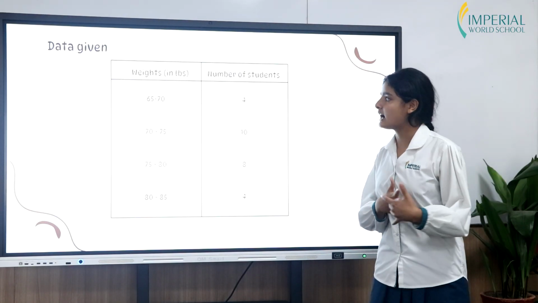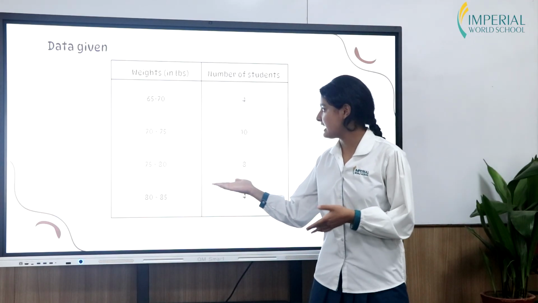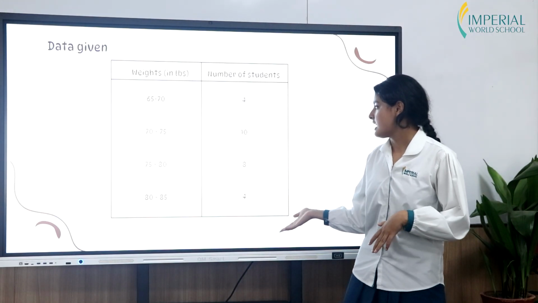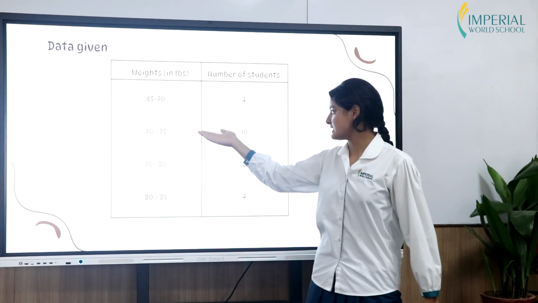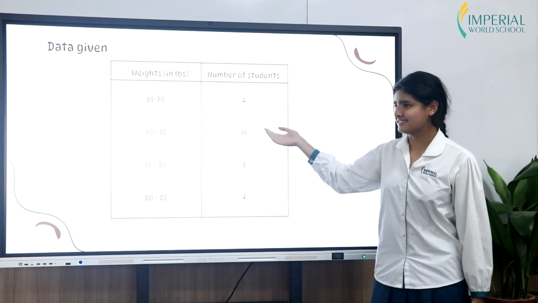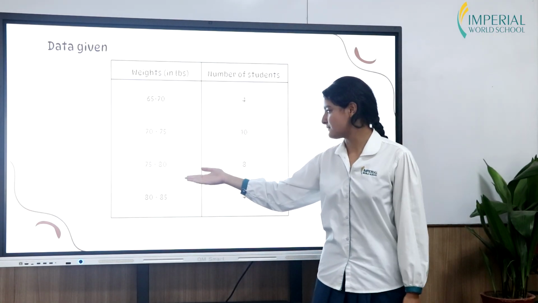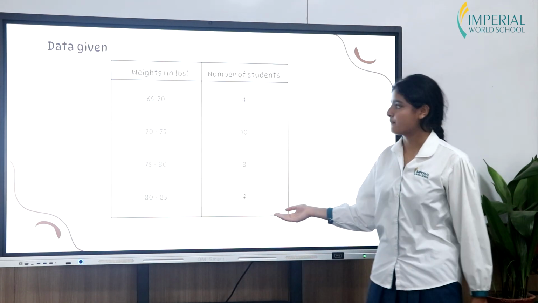So let's start with the example. There's a table where the heights and the number of students are given. So the height between 65 to 70 is 4, 70 to 75 is 10, 75 to 80 is 8, and 80 to 85 is 4.